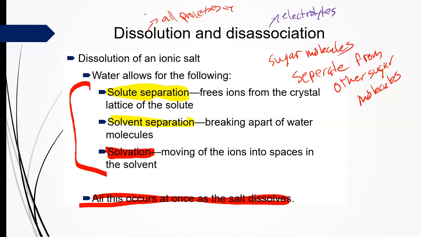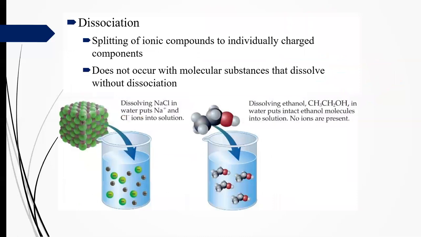Disassociation is when we split into ions. So instead of those molecules staying connected, such as our sugar ones where they separate from other sugar molecules, these electrolytes split into positive ions and negative ions as they dissolve. That's our disassociation. It doesn't occur with molecular substances that dissolve without disassociation. And so it's a key word to be aware of.